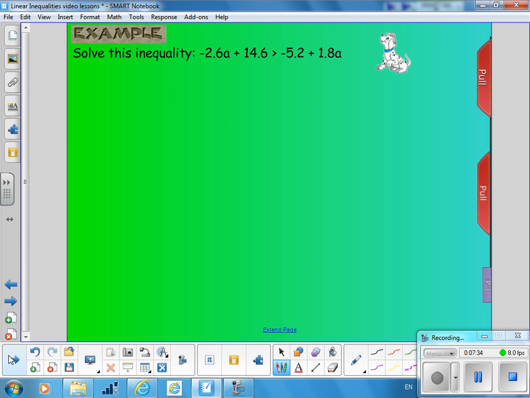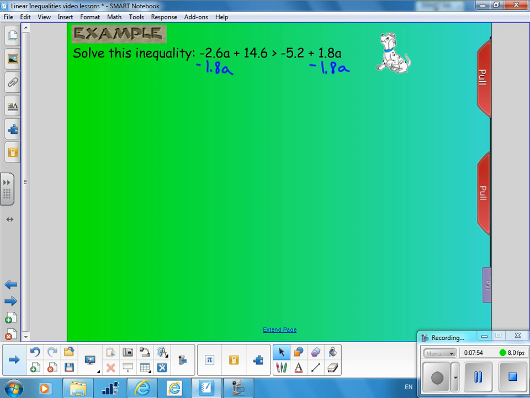So now we want to solve this inequality. This is a little more complicated, variables on both sides. Now it doesn't matter which way you move the variables. We can move them to either side. Most people tend to move to the left. So the inverse of adding is subtracting. So I'm going to subtract 1.8 from both sides.